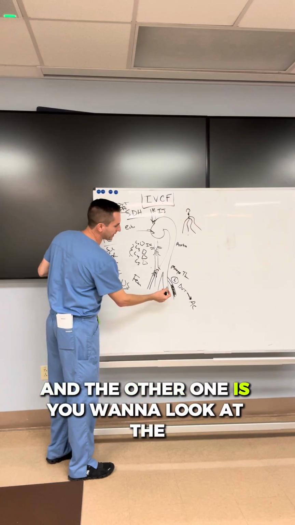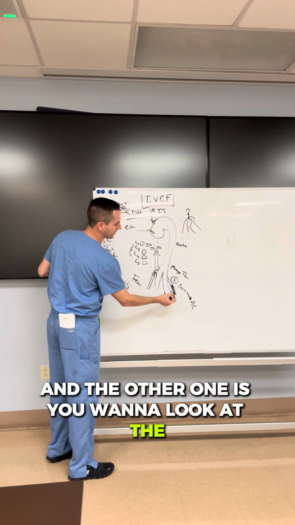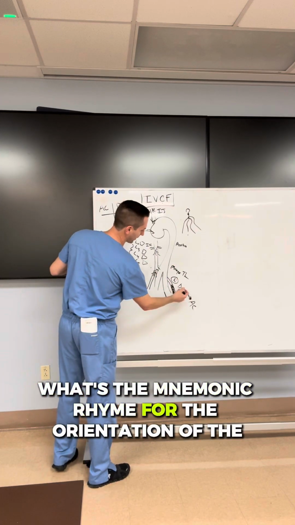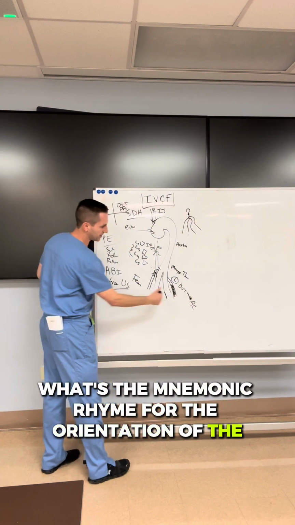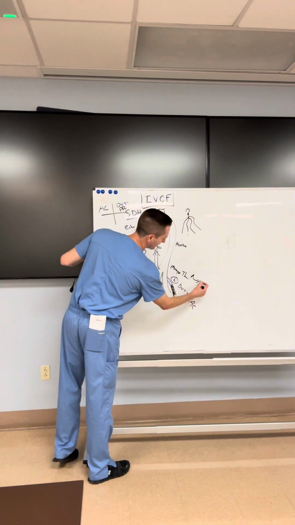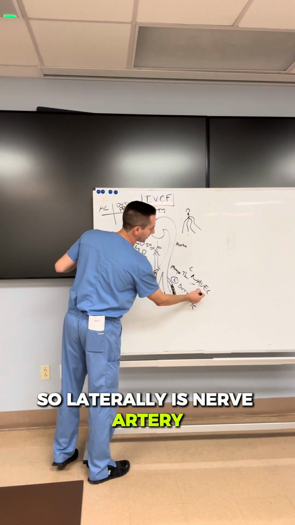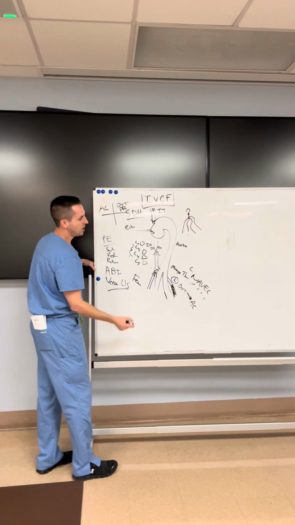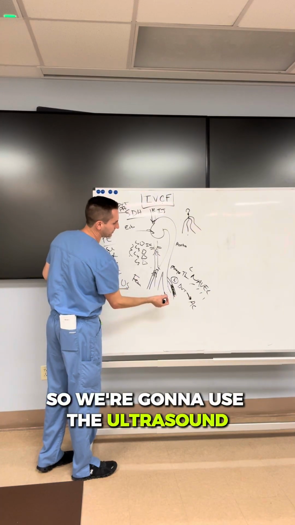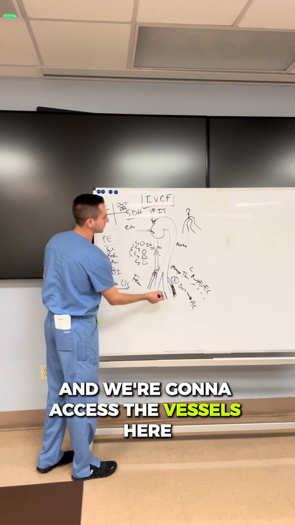And the other one is you want to look at what's the mnemonic, Ryan, for the orientation of the vessels in the groin? It's NAVEL. Yeah. So we talked about this today. So laterally is nerve, artery, vein, empty space, lymphatics. So we're going to use the ultrasound, and we're going to access the vessels here.